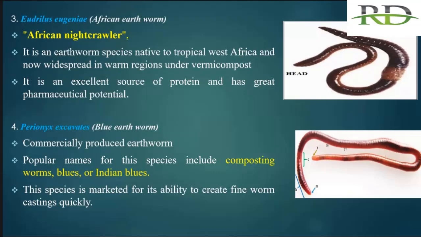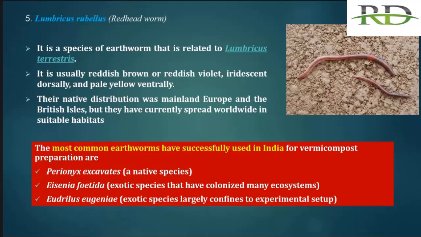Next one is Lumbricus rubellus. This is the redhead worm. It is a species of earthworm that is related to Lumbricus terrestris. It is usually reddish brown or reddish violet, iridescent dorsally and pale yellow ventrally. You can see the pictures of this worm. Their native distribution was mainland Europe and the British Isles, but they have now spread worldwide in suitable habitats.